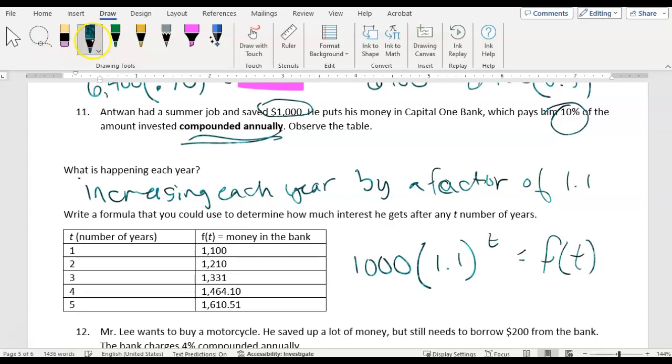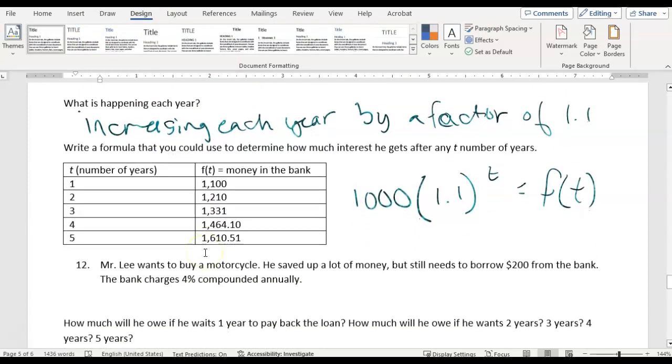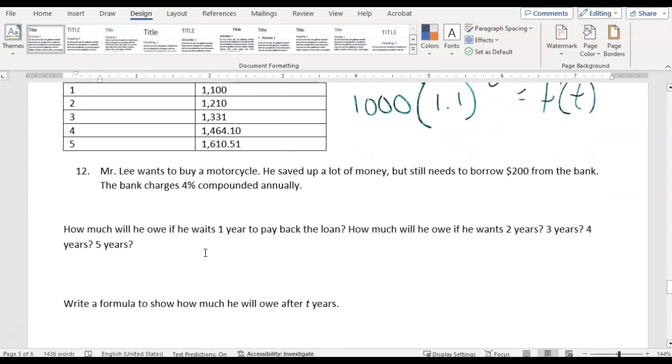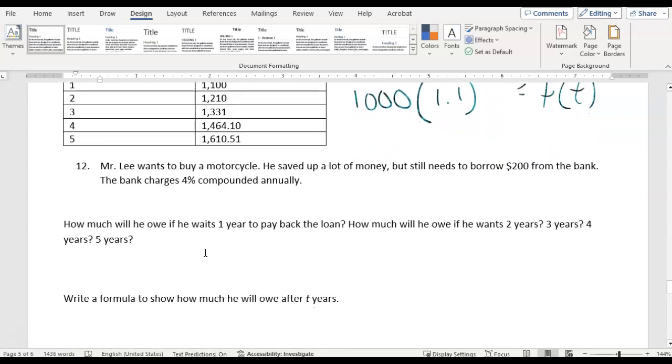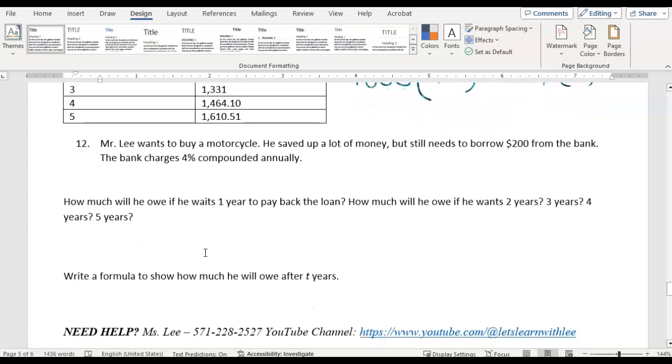All right. Number 12, Mr. Lee wants to buy a motorcycle. He saved up a lot of money, but he still needs to borrow $200 from the bank. The bank charges 4% compounded annually. How much will he owe if he waits 1 year to pay back the loan? How much will he owe if he owes 2 years, 3 years, 4 years, 5 years? Write a formula to show how much he owes after T years.